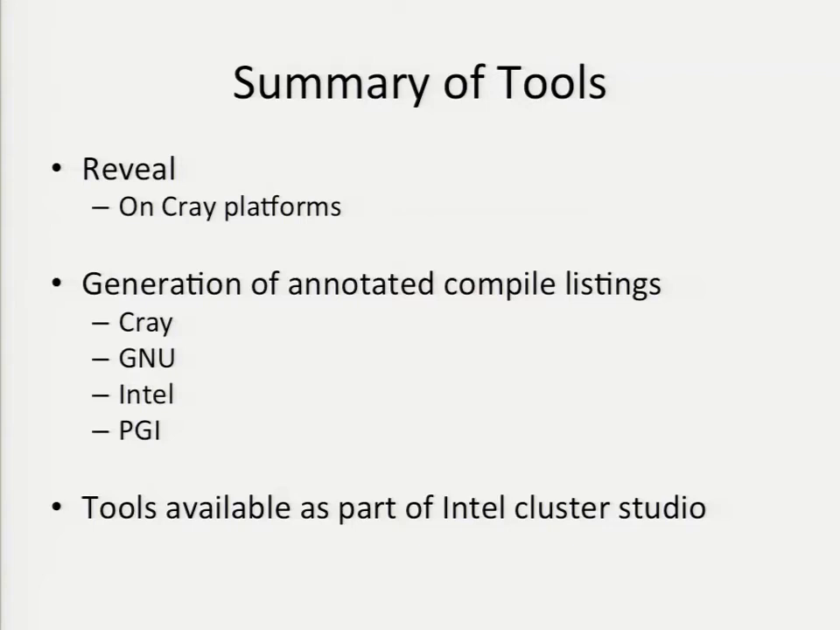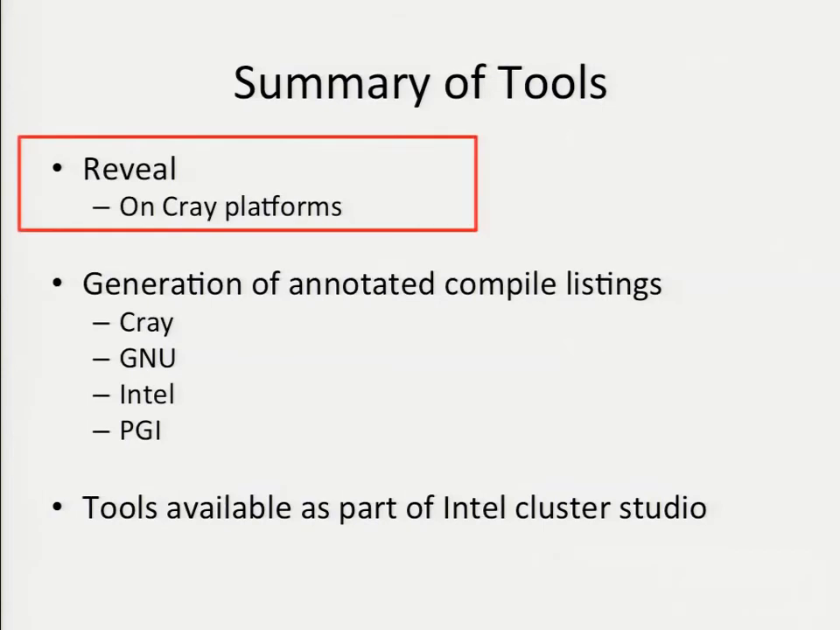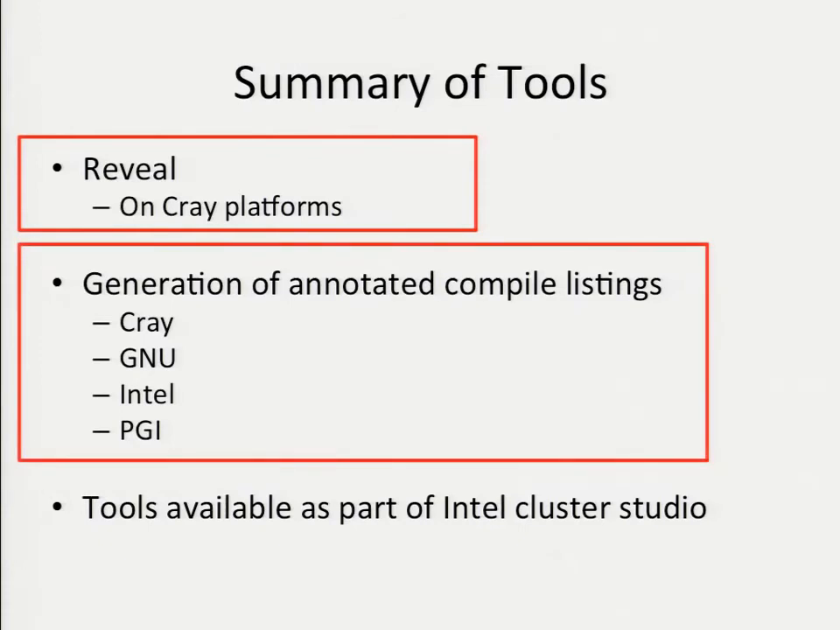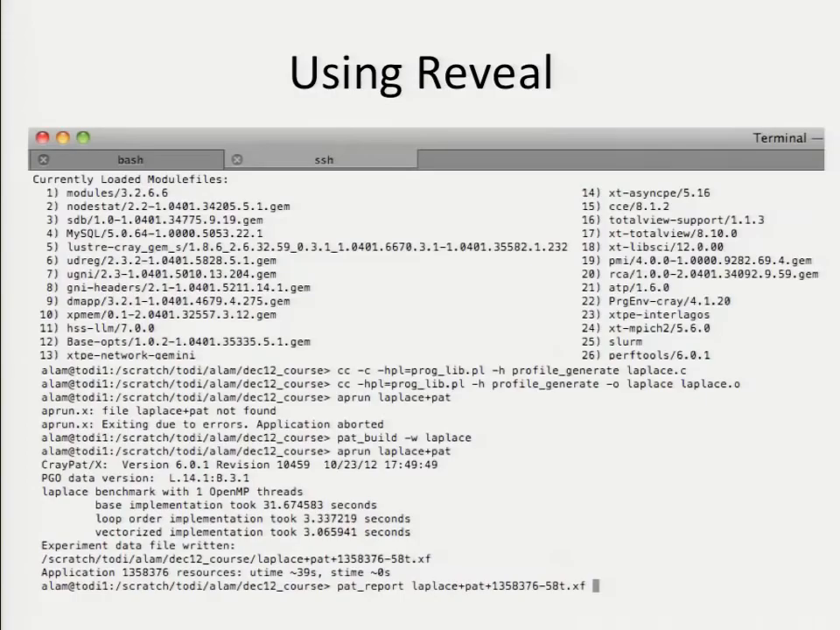So you learned about the second part, the generation of annotated compiler listings, Intel and GNU at least, but you can also do the same for Cray and PGI. But most importantly, I will talk about Reveal. Has anyone heard about Reveal, Cray Reveal tool? Come on, you should not say that. And then I won't talk about this other one.